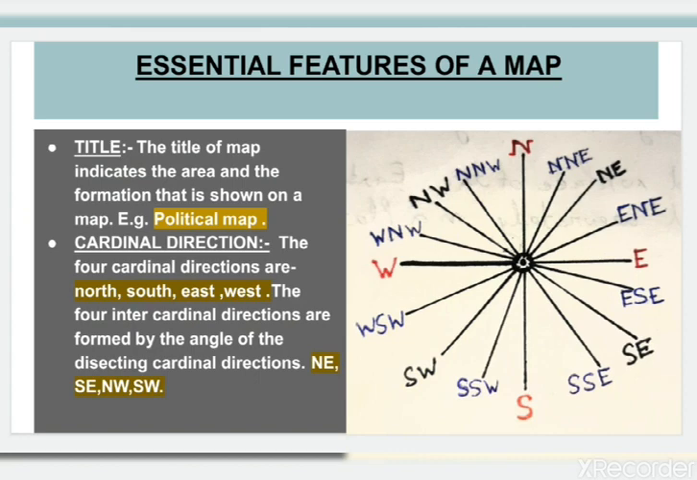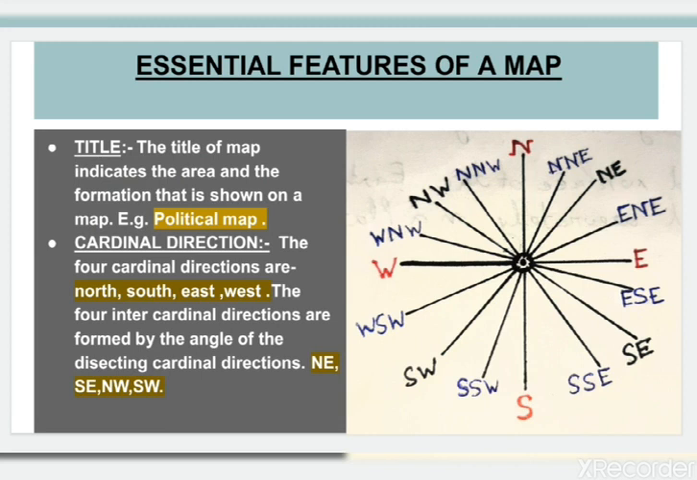Now, let's learn the essential features of a map. So, map generally contains 4 or 5 parts. One is title, then cardinal direction, scale, then index, or we can say legend, and conventional sign, symbol and color. So let's start with title.